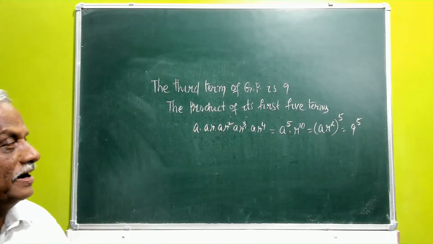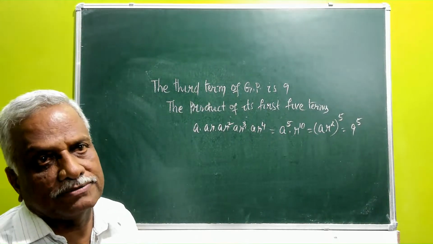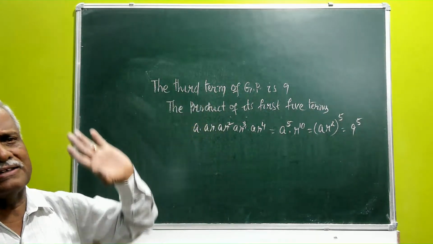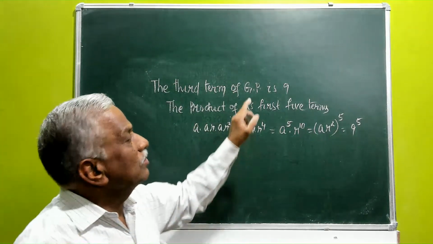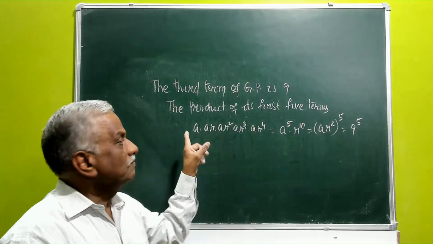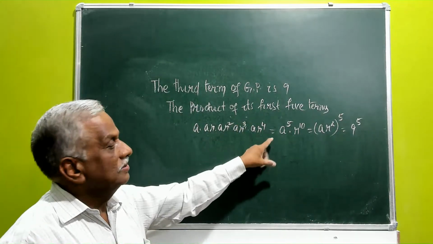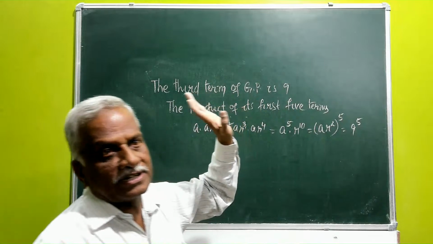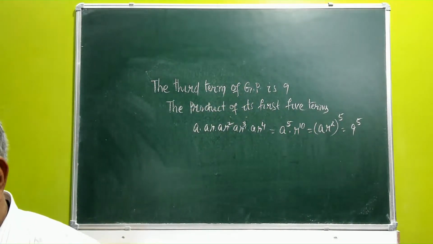They would not have simplified. They would have given the answer 9 to the power of 5. The only thing you have to realize is that they have not given much data. They have only given the third term. That means this can be expressed. So multiply first term, second term, third term, fourth term, fifth term. You get a to the power of 5, r to the power of 10. That is (ar square) to the power of 5. ar square is the third term. Therefore, that is 9 to the power of 5.